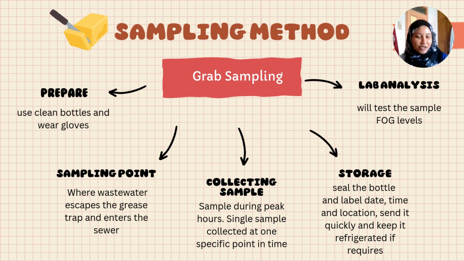Okay, Assalamualaikum. Now we're going to the next subtopic, which is the sampling method. So the first one is grab sampling. How to prepare this is we need to use clean bottles and wear gloves. Before we start the sampling, we need to identify the sampling point, which is where the wastewater escapes the grease trap and enters the sewer.